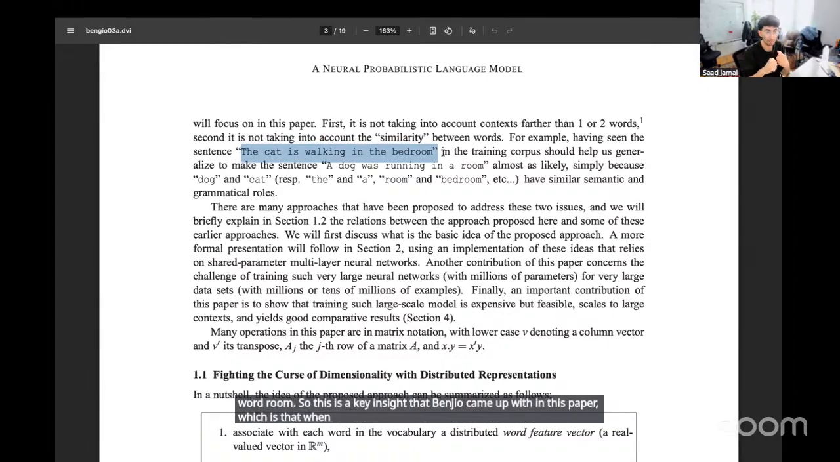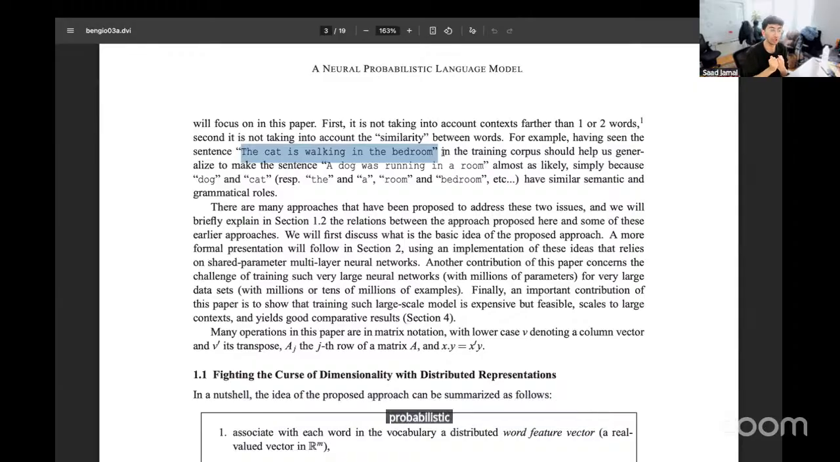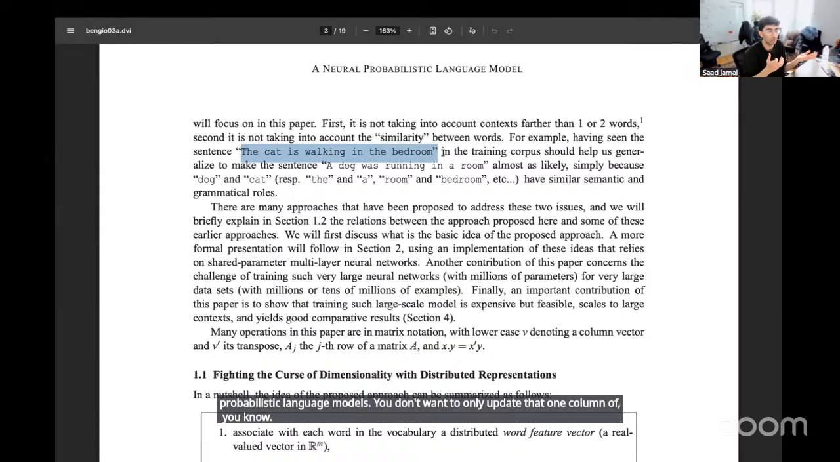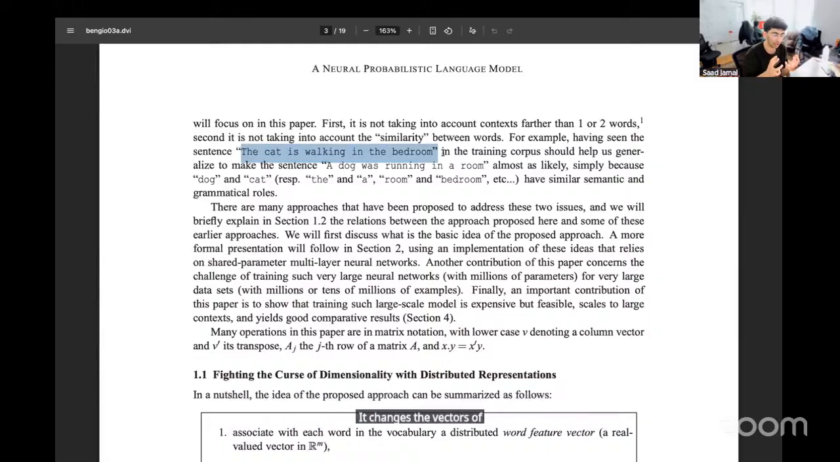When you are training probabilistic language models, you don't want to only update that one column of, okay, these are the tokens that we saw in this particular order. You want to make sure that it's not discrete random variables, different words, but rather when I learn more information about one word, it changes the vectors of all the other words that are related to that word.